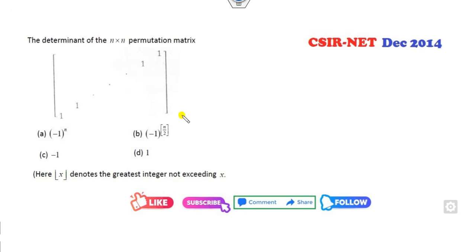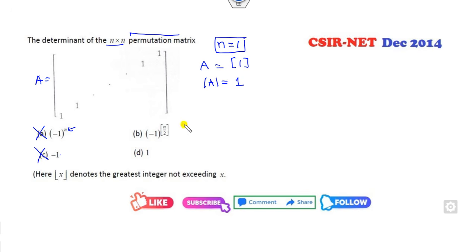Okay, look at this another one. The determinant of the permutation matrix is given to be. You can choose n as, say, 1. What is your matrix? A is a permutation matrix, so its entry is 1. What is the determinant of A? Plus 1 or minus 1. N is equal to 1. When n is equal to 1, it will be 0. Greatest integer is 0, so that's a 1.